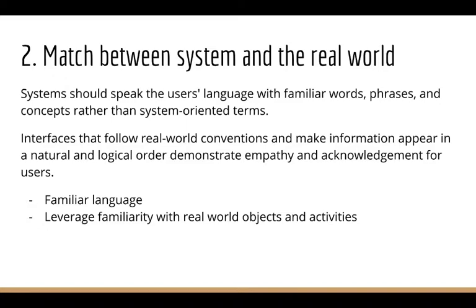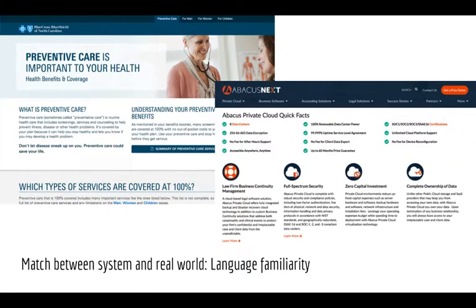The first one is language familiarity. The one on the left is Blue Cross Blue Shield, and it's giving some information and background context about preventative care. It's not just giving terms that don't make sense; it's giving information in an easy to understand format. And this is a law site, and there's a couple points here that have really long names and a bunch of things that would be hard for the general person to understand.